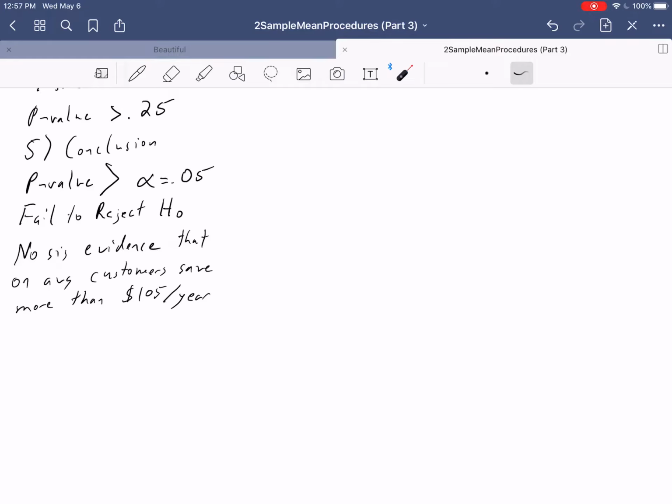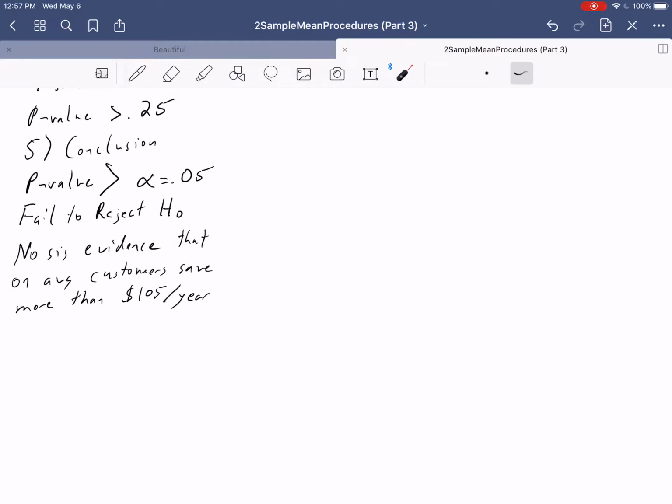Does that mean that the panels don't work, right? That they don't save you money? No, of course not, right? We're just saying we can't claim that they save you more than $105 per year on average, right? So they might save you money, but they don't save you more than $105 per year on average.